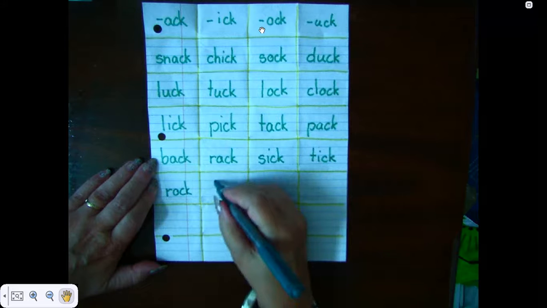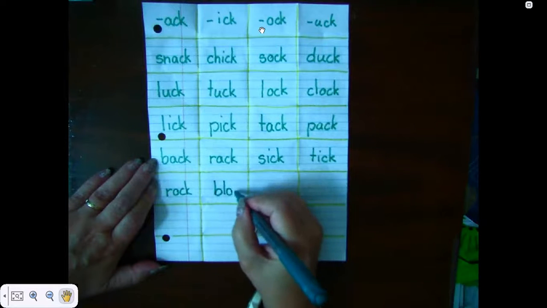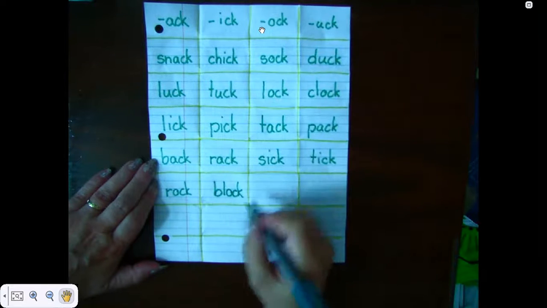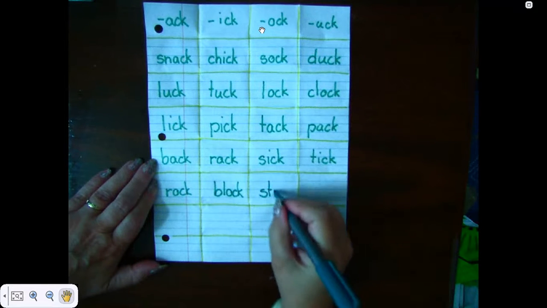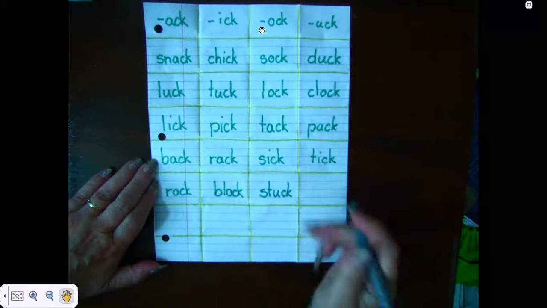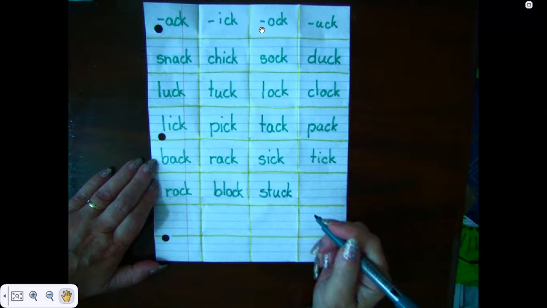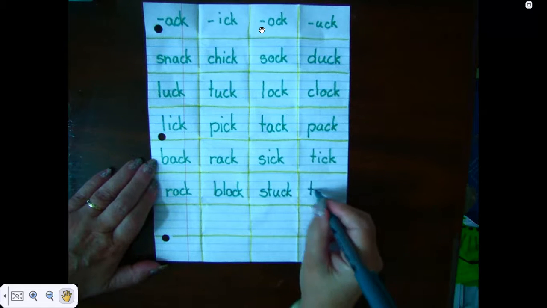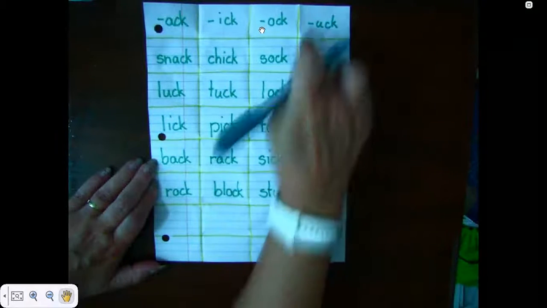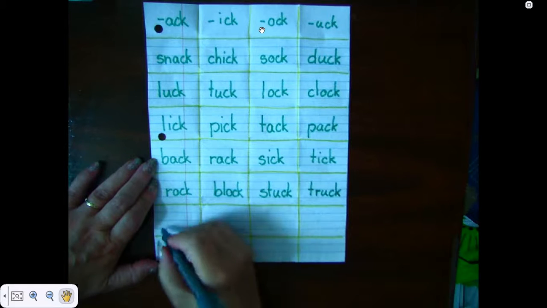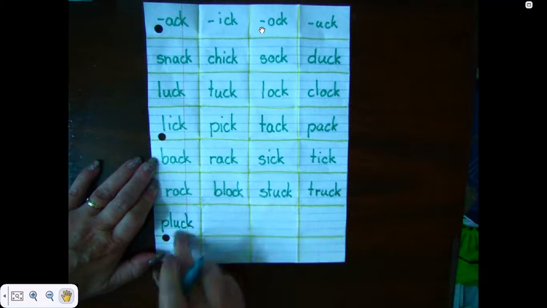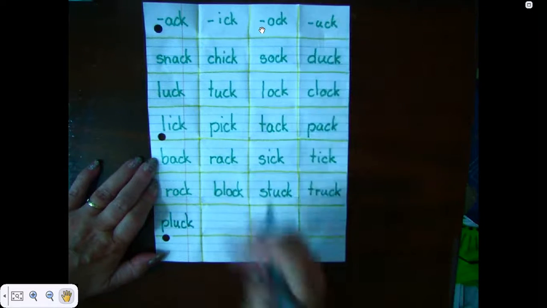Block. It also has the ock ending, so it goes over here. Stuck. It has the uck ending, so it goes over here. Truck. It also has the uck ending and goes over here. Pluck. It has the uck ending and goes over here.